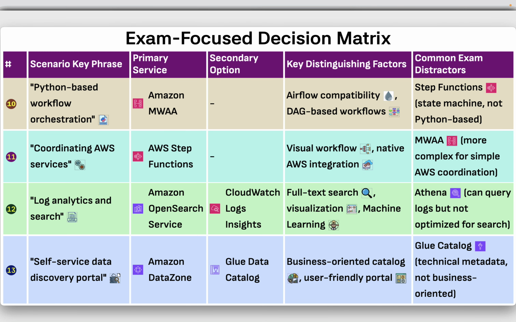Then self-service data discovery portal. Primary service you have to choose is Amazon DataZone. If that is present, choose that answer. If that is not present, then Glue Data Catalog. Key distinguishing factors are a business-oriented catalog and a user-friendly portal. Common exam distractors could be Glue Catalog, which has technical metadata, but it's not business-oriented.